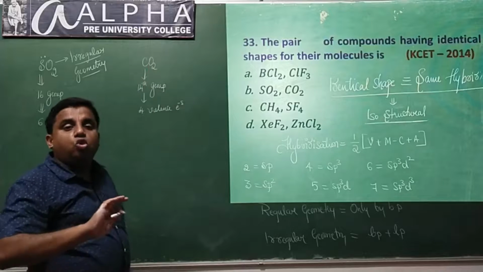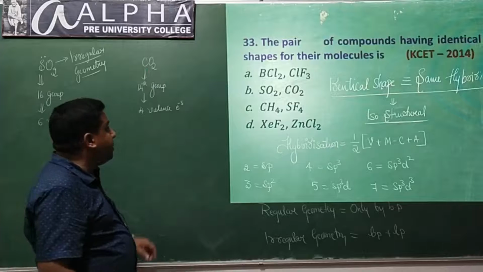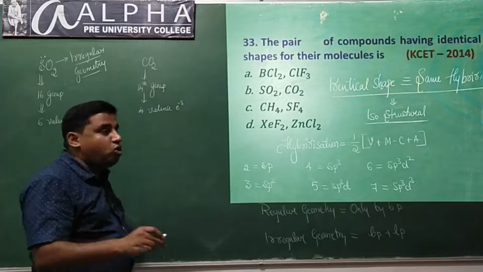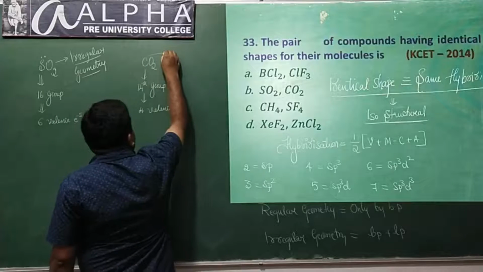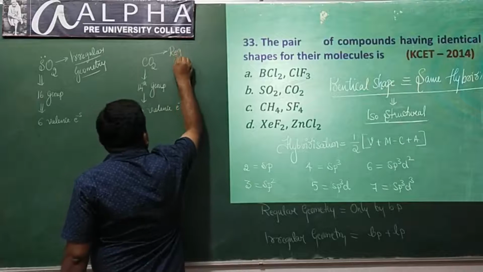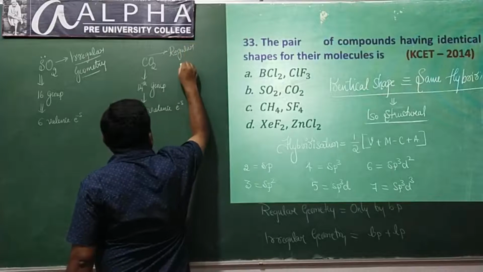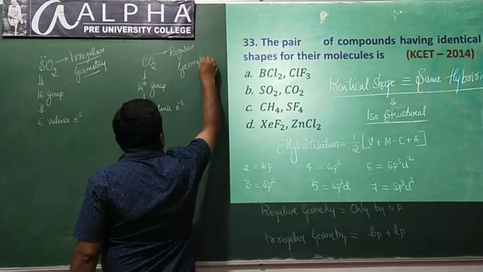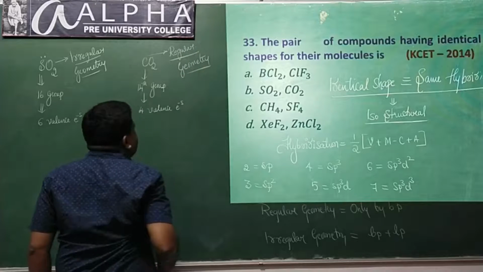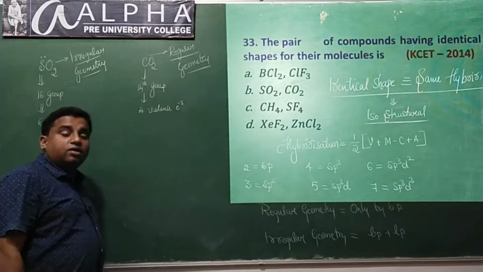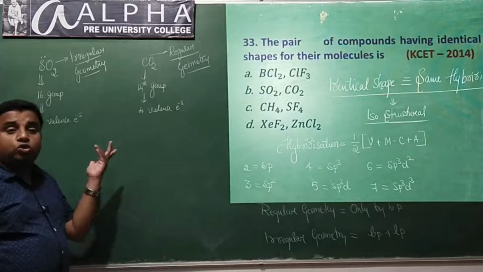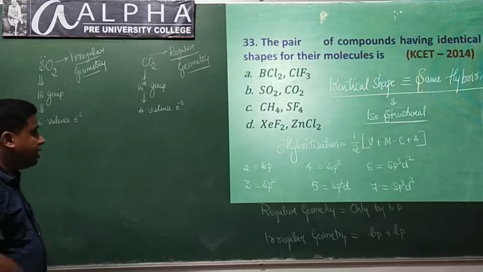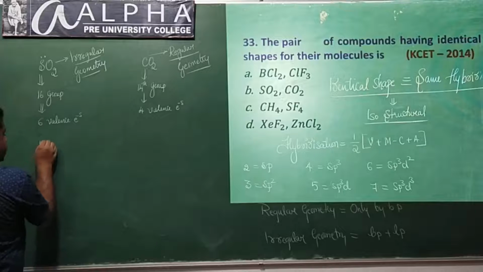So there are no lone pairs, there are only bond pairs. So carbon is surrounded only by bond pairs. So what type of geometry is it? It's a regular geometry. So here itself you can decide, students, that they do not have identical shape, because one is regular geometry and the other one is irregular geometry. Therefore they do not have the same shape. But anyhow, let us calculate the hybridization.